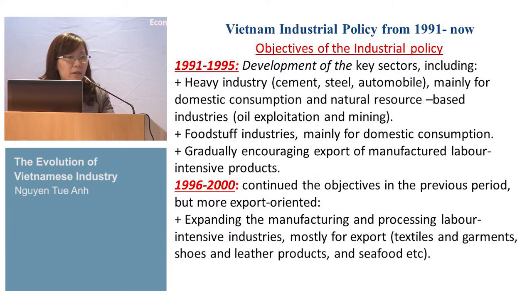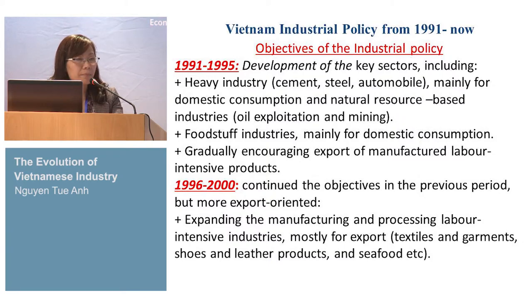So in the first period, from 1991 to 1995, the objective of the industrial policy in Vietnam was to develop the key sectors, including heavy industries like cement, steel, and automobile, mainly for domestic consumption. Another objective was to develop natural resource-based industries such as oil exploitation and mining. At this time, the government also gradually developed the foodstuff industries, but mainly for domestic consumption. Besides, it also gradually encouraged the export of manufactured labor-intensive products.